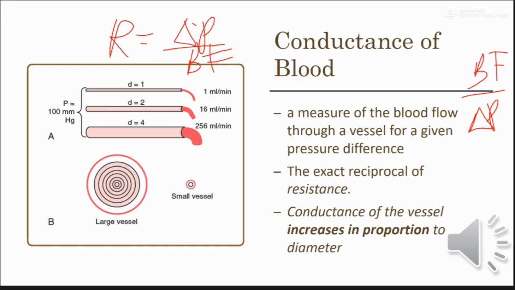The conductance of the vessel increases in proportion to diameter. So when the diameter is greater, conductance increases. They are different from resistance, because with resistance, the greater the diameter, the lower the resistance, while conductance now increases. Okay? So they are inversely proportional.